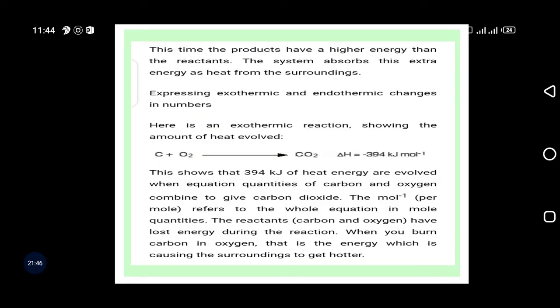Now this time the product has a higher energy than the reactant. The system absorbs this extra energy as heat from the surroundings. So you can see, we are expressing the exothermic and endothermic changes in numbers.